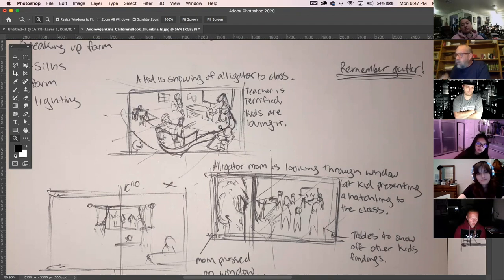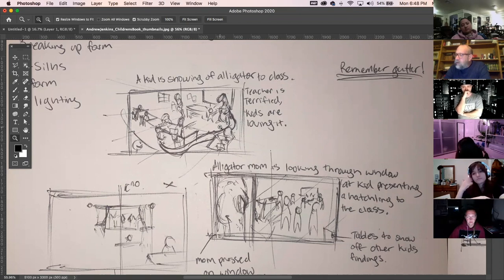I was thinking about the kid introducing the alligator to the class. The teacher is kind of in the gutter. Didn't plan that one too well. She's like, that's no big deal. Yeah, she's like, scared. She's like reeling back. The kids are loving it, and I wanted to connect the two by using the alligator's tail to kind of wrap around the room.